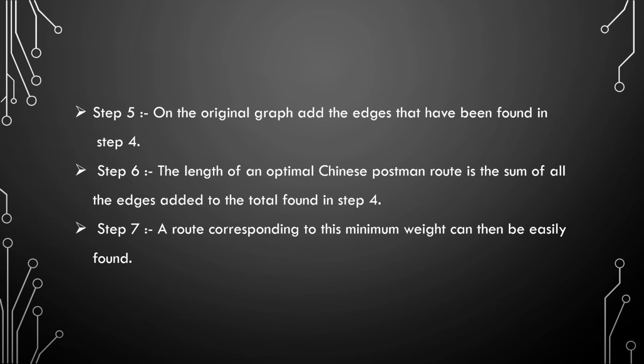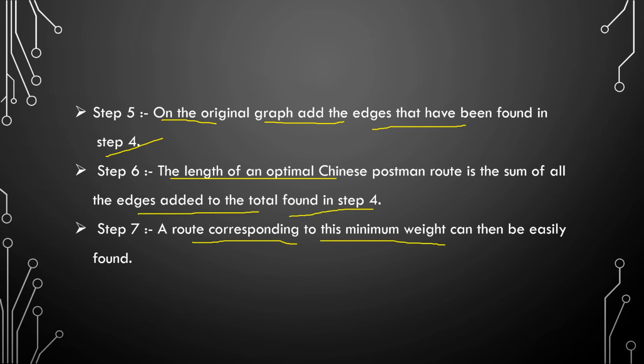So let us move towards the next, step 5. Step 5 is to add to the original graph the edges that have been found in step 4. The length of the optimal Chinese postman route is the sum of all the edges, including those found in step 4. And a route corresponding to this minimum weight can be easily found.